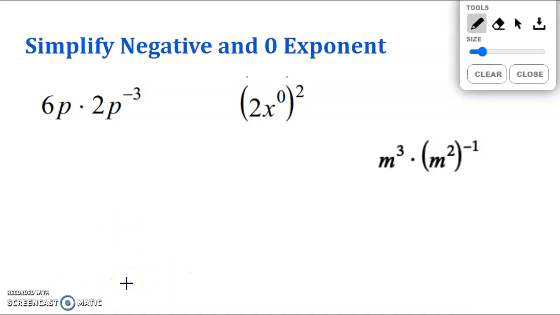Okay, so when you see 6p times 2p to the power of -3, you can do it different ways, but I'm just going to do it one way. First thing you should do is you should bring all the numbers together.